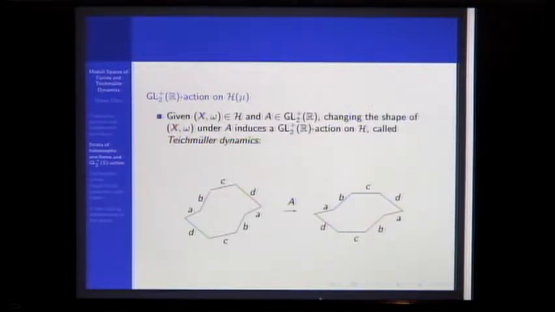Say that again? You don't need pairs of parallel edges? No, these AA, BB, CC, DD are parallel edges. Because they are parallel, the resulting thing after the 2x2 matrix remains parallel. So it is not changed. So this action is called Teichmüller dynamics. More questions?